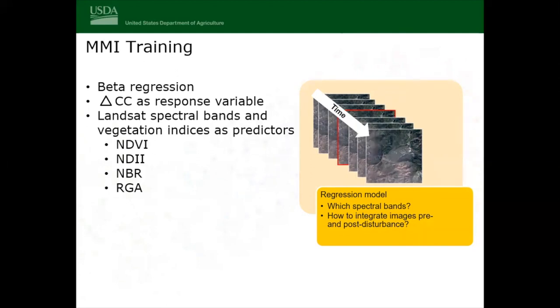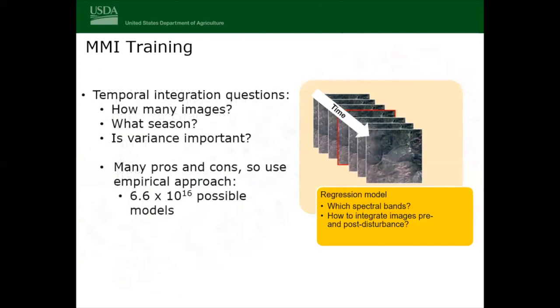Then, just to revisit those questions in the orange box, we had to figure out temporally what was the best way to integrate images to represent the magnitude of change. Those questions are lined out here. How many images should be used? What season? Should we try to match the timing gap that we had between the training images? Does the variance matter?